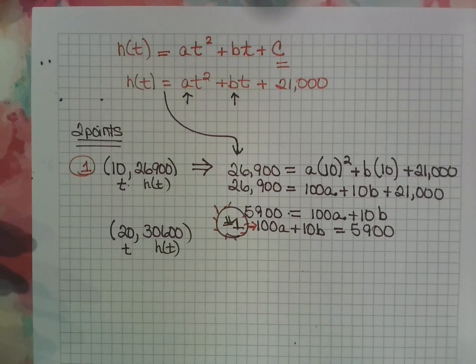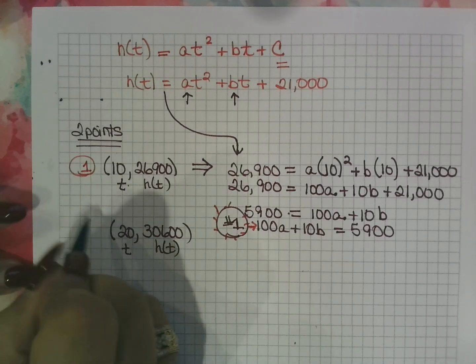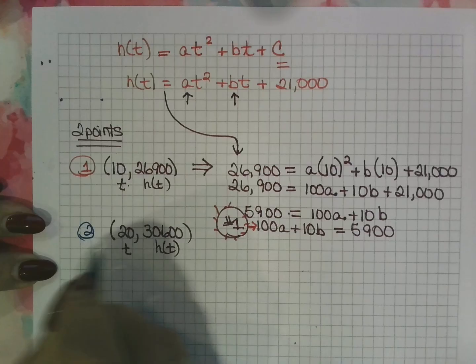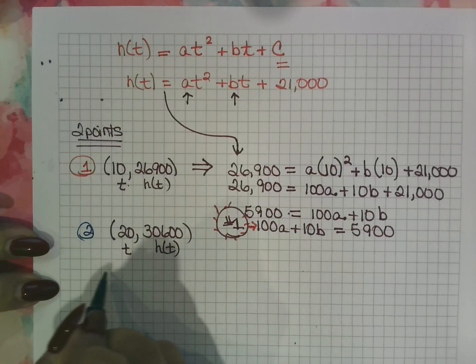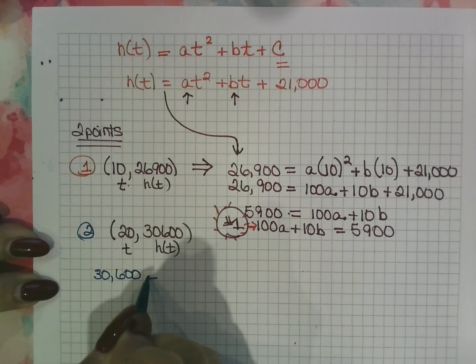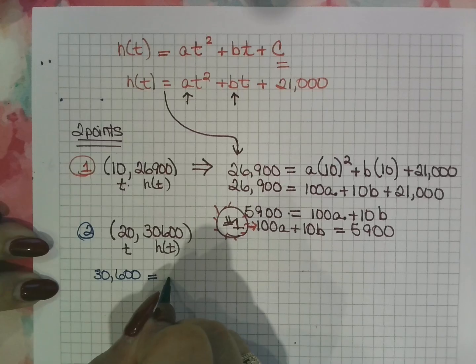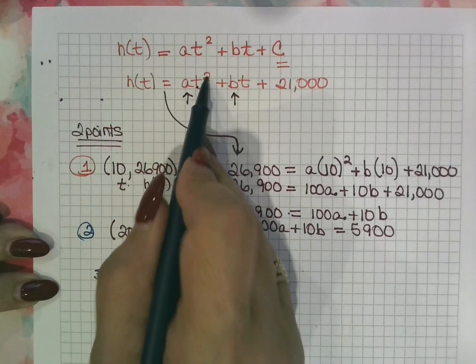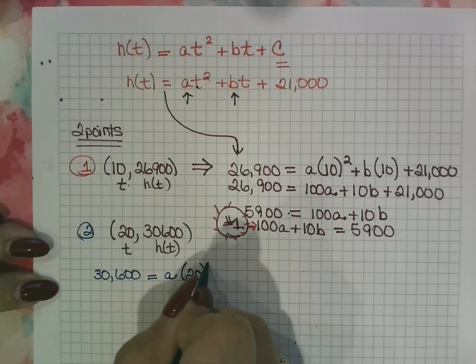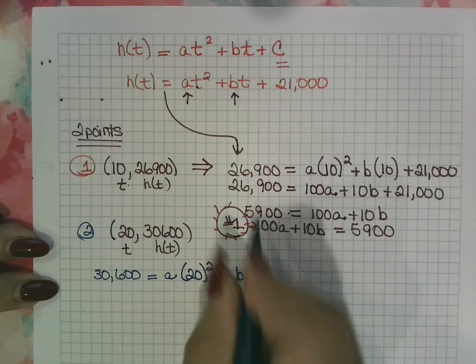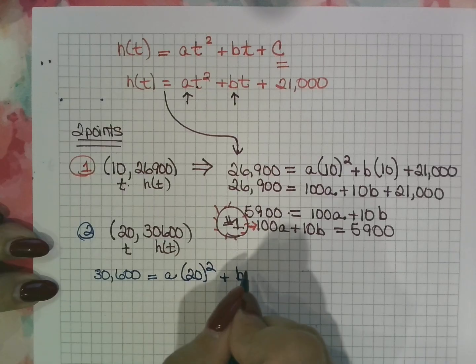For point number 2, we're going to do exactly the same thing. Instead of h of t, we're going to put 30,600 equals. We don't know what a is, but we know that t squared is going to be 20 squared. So that's a times 20 squared plus b. We don't know what b is, but we know t is 20.